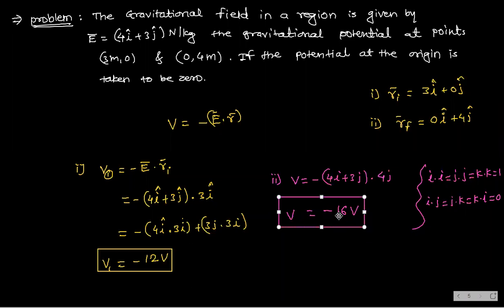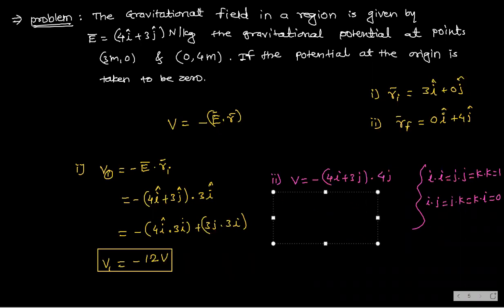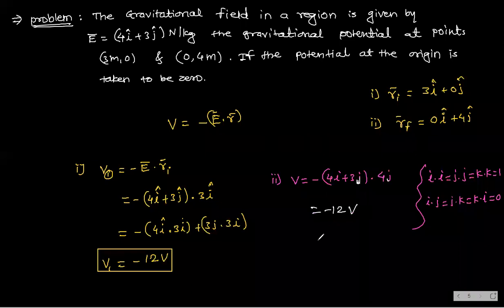Oh, 1 minute. Here it should be 3 into 4. How much should come? 3 into 4, 12, minus 12 volt. This is 4j and this is 3j, right? 3j into 4j, j dot j gives minus 12 volt. This i dot j is 0. So only the j j terms, 3 into 4, right? Yes, sir. Yes, look here, this is j and here also.